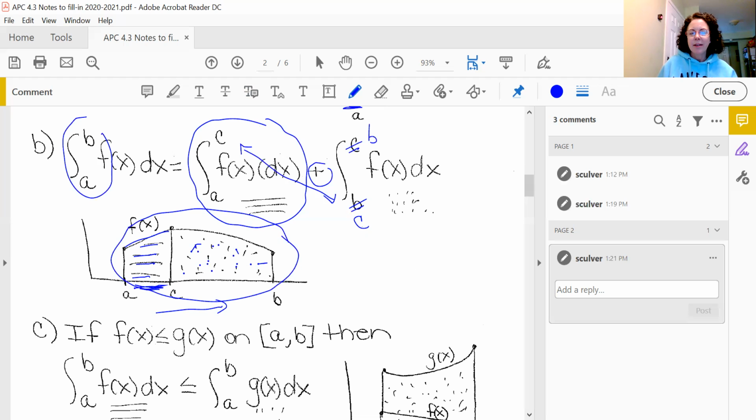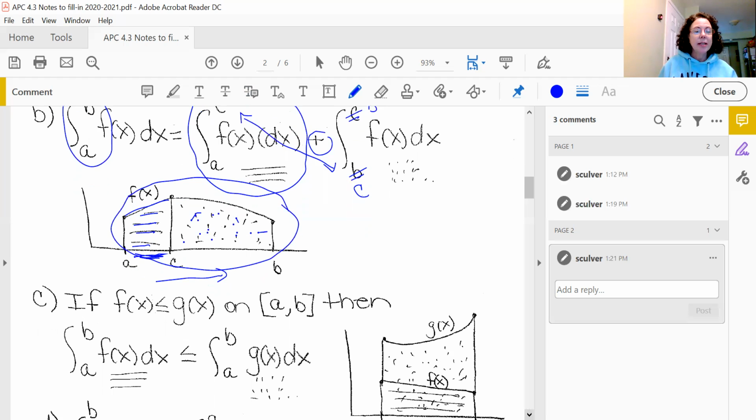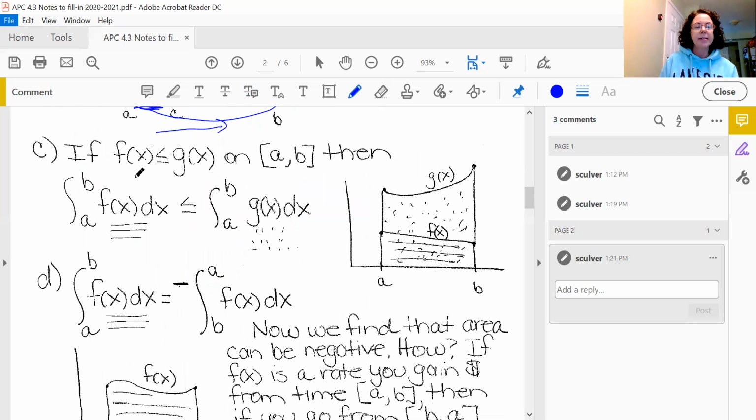All right, let's move down. So C, now what if the function f of x is less than g of x for any x on A to B? So I drew a picture of that. Here's f of x, and I made sure for any x on A to B that its output is less than g of x. Then what this means is that the integral from A to B of f of x must be less than the integral from A to B of g of x, right?